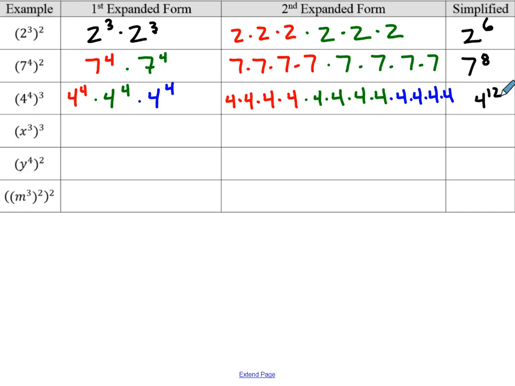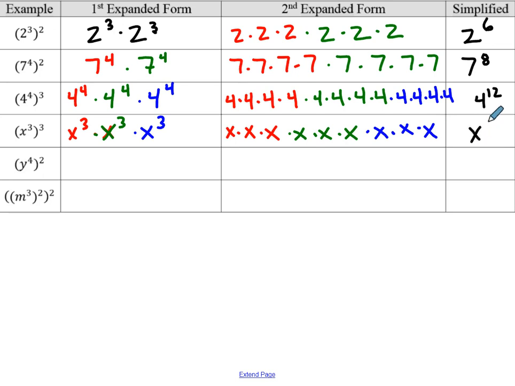X to the 3rd, same type of thing. So I have x to the 3rd, x to the 3rd, x to the 3rd, which is x, x, x, x, x, x, x, x, x. How many x's do I have altogether? I have 9, so it's going to be x to the 9th power.